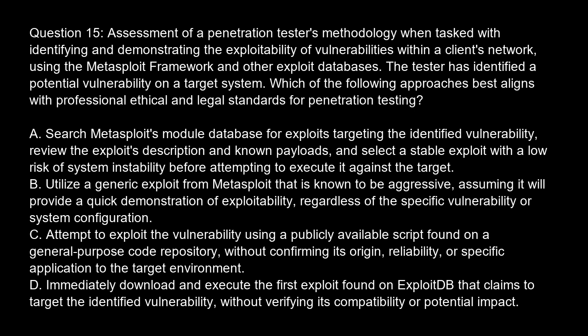Option B. Utilize a generic exploit from Metasploit that is known to be aggressive, assuming it will provide a quick demonstration of exploitability, regardless of the specific vulnerability or system configuration. Option C. Attempt to exploit the vulnerability using a publicly available script found on a general-purpose code repository, without confirming its origin, reliability, or specific application to the target environment. Option D. Immediately download and execute the first exploit found on ExploitDB that claims to target the identified vulnerability, without verifying its compatibility or potential impact.